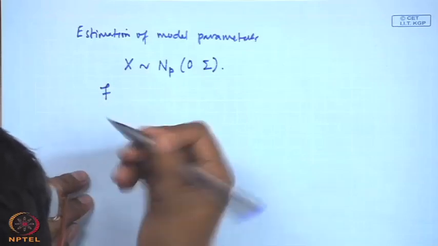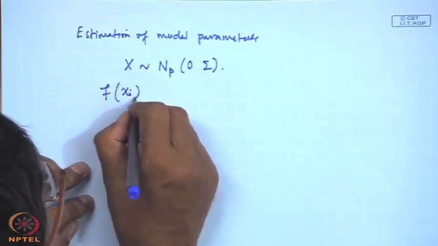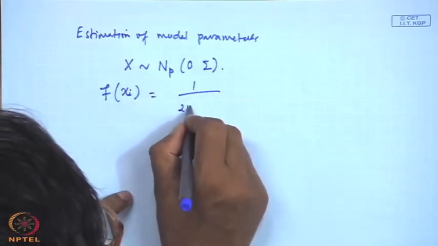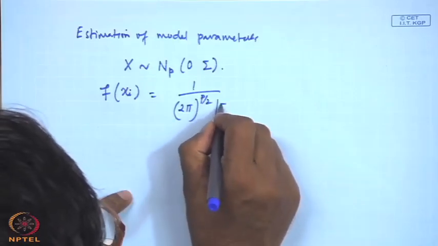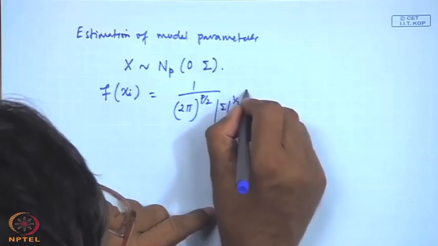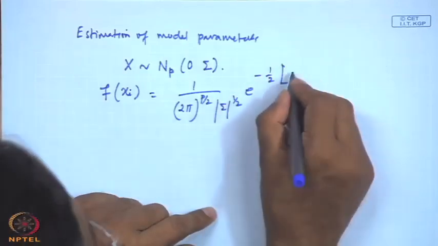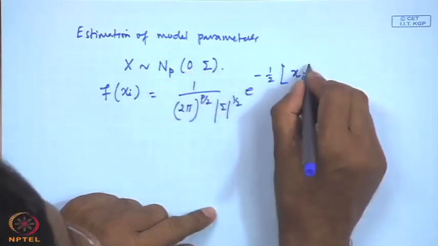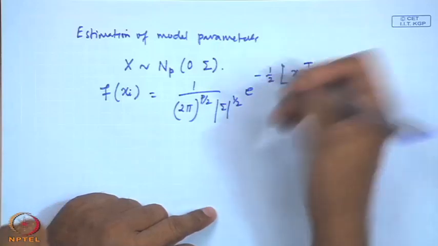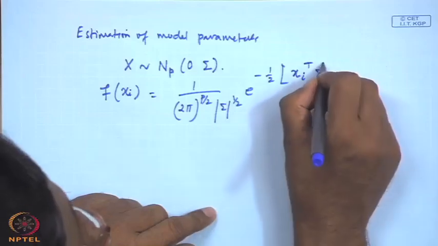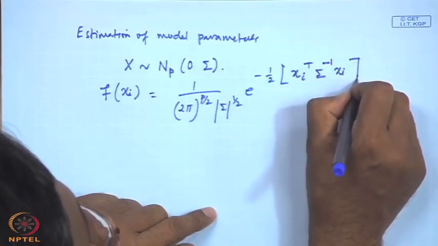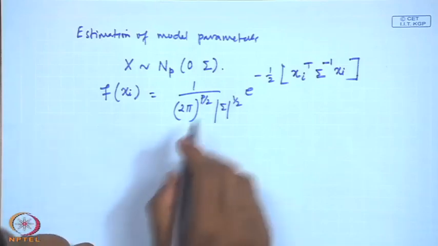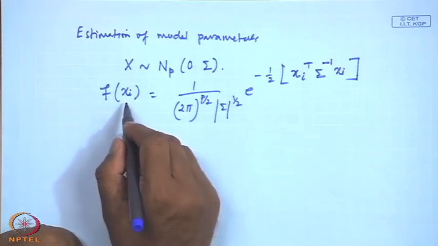Then for any multivariate observation x i, you can write the PDF like this: 2 pi to the power p by 2, sigma determinant to the power half, e to the power minus half, then x i minus mu, that is x i minus mu is 0 here, so x i transpose sigma inverse x i. This is the multivariate normal distribution probability density function for a particular multivariate observation.